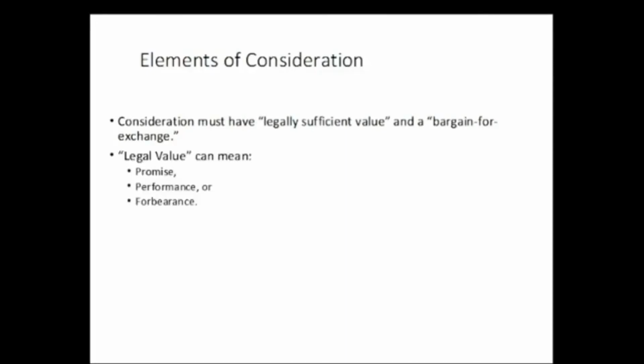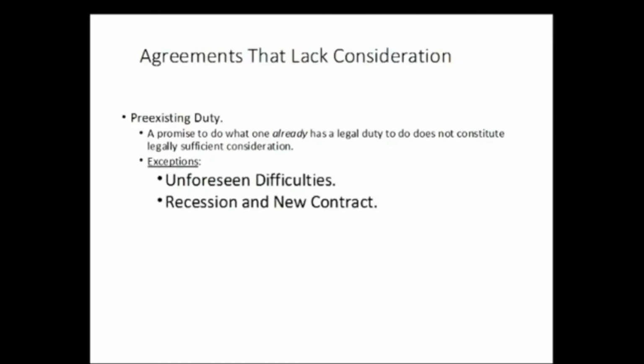All right, let's talk about consideration. This is the valuable thing that is negotiated and paid, how you pay. And usually it's money, but it's going to have legally sufficient value and be a bargained-for exchange. So it could be a trade of services. It doesn't necessarily have to be money. It could be something of value. So legal value can mean a promise, performance, or even a promise not to do something, what's known as forbearance.